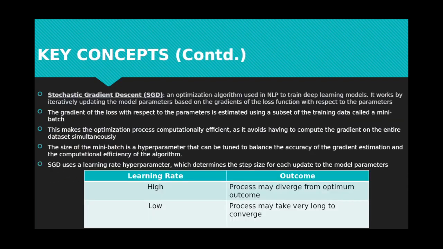Now, how is the cross entropy loss optimized? It is done through stochastic gradient descent. The higher the learning rate you have, the more the process may diverge. But if you have a lower learning rate, the process may take very long to converge. And that's what happened with me. The training itself took about 6 hours to run altogether.